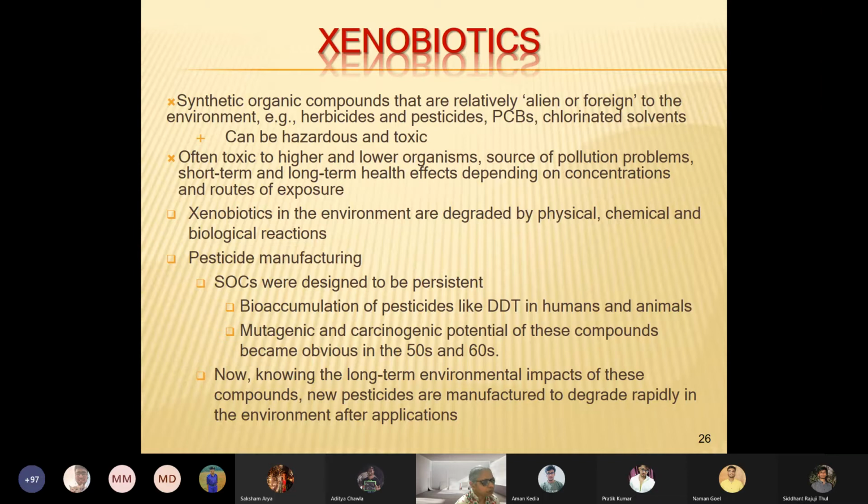Xenobiotics are defined as synthetic organic compounds that are relatively alien or foreign to the environment. These include herbicides, pesticides, polychlorinated biphenyls, and polycyclic aromatic hydrocarbons, which can be both natural or synthetic in origin. And then we have chlorinated solvents. All of these can be hazardous or toxic.